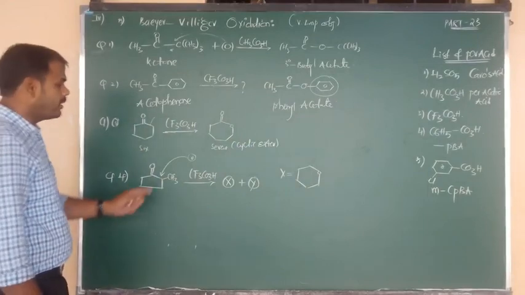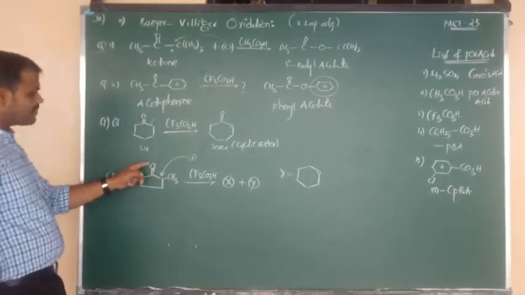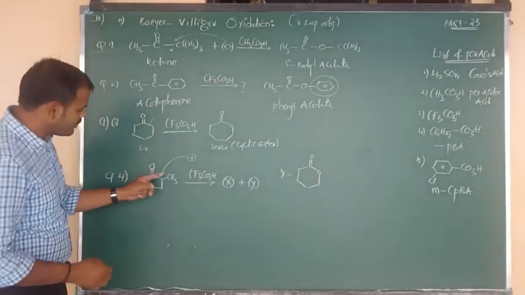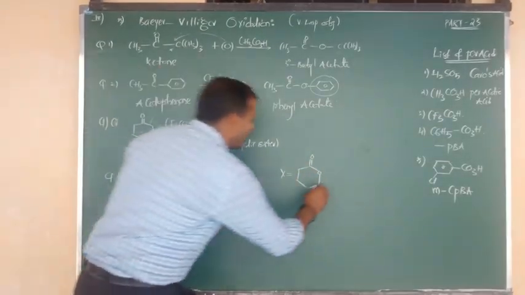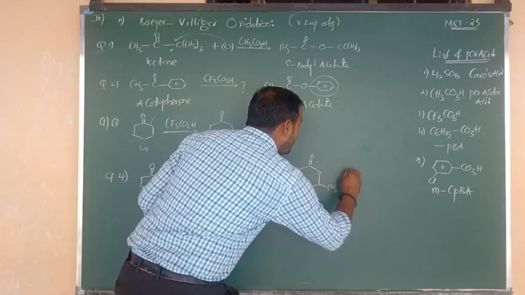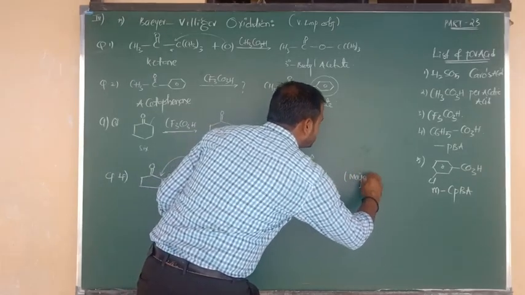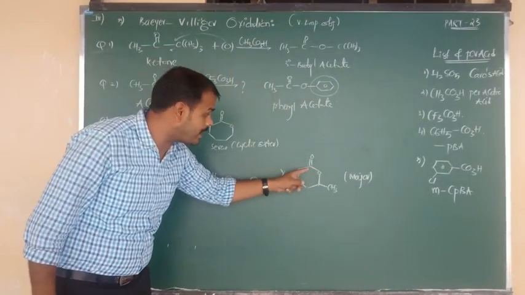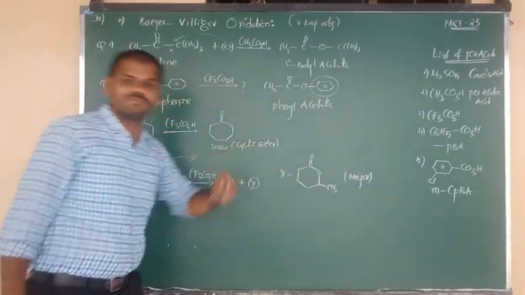Fine. Good. So the oxygen is inserted, the next carbon carries C double bond O, and on one more side the carbon is connected to CH3. This is your major product, because insertion of oxygen takes place between the carbonyl carbon and the larger alkyl group.